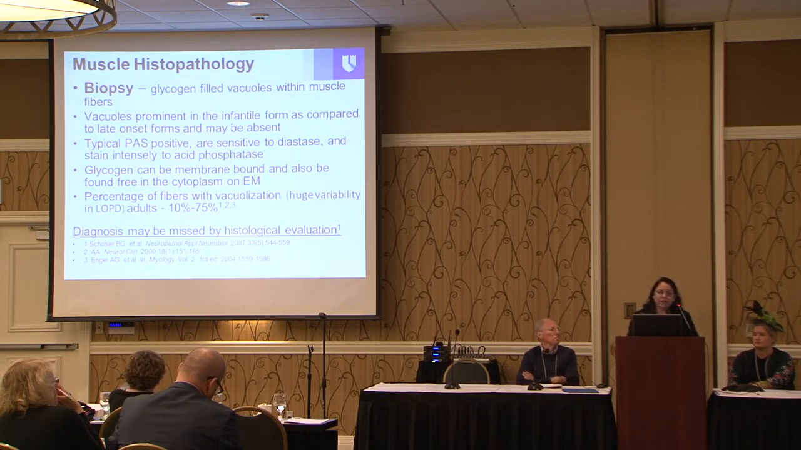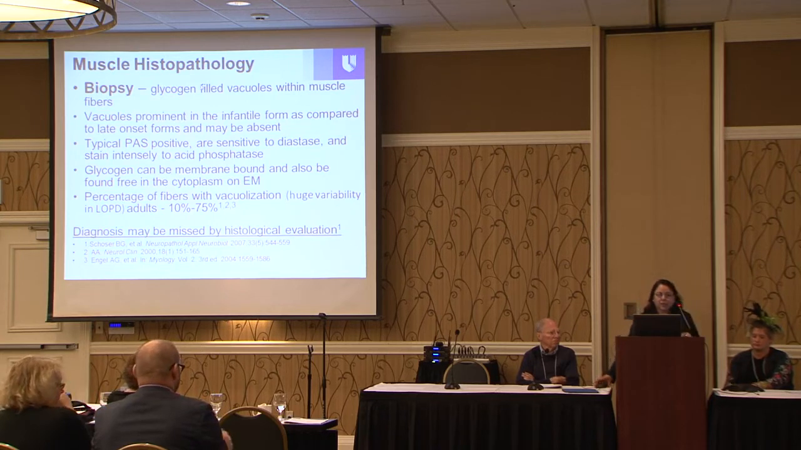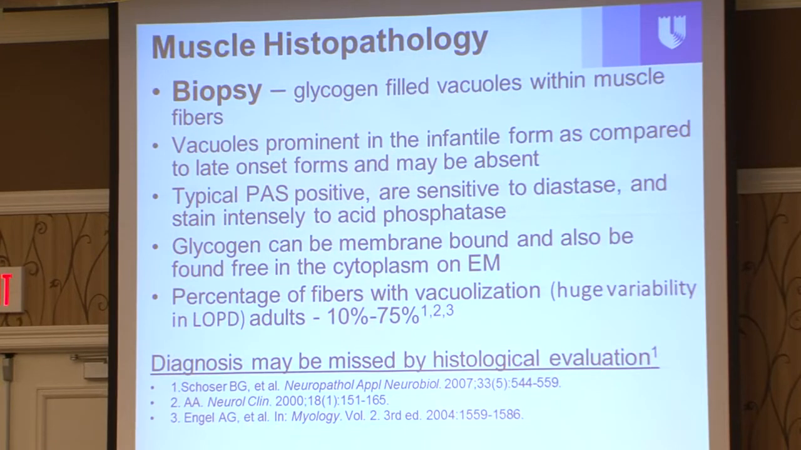So looking at each one of them individually now, muscle biopsy. In histopathology, what you see in a muscle biopsy which has been nicely preserved and handled properly are glycogen-filled vacuoles in the muscle fibers. And these vacuoles are more prominent in the infantile form of Pompe disease as compared to the later onset forms, or they may actually be absent in some of the adult onset forms. The material stored in these vacuoles is usually, of course, glycogen, and it is PAS positive, diastase sensitive, it gets digested with diastase, and it stains very intensely with acid phosphatase.